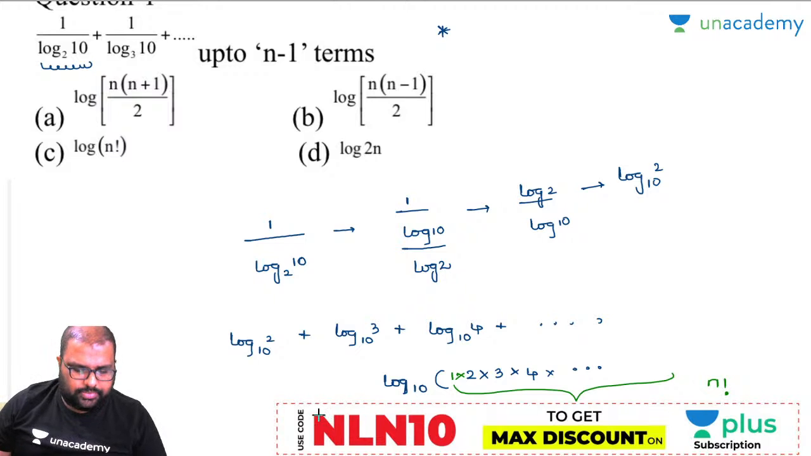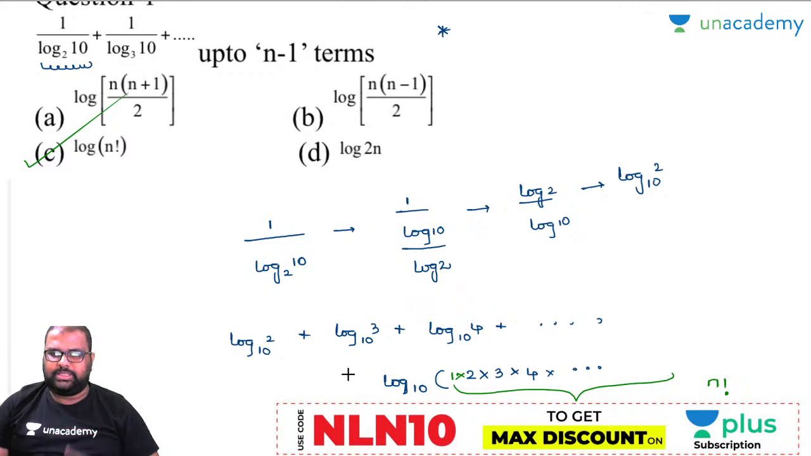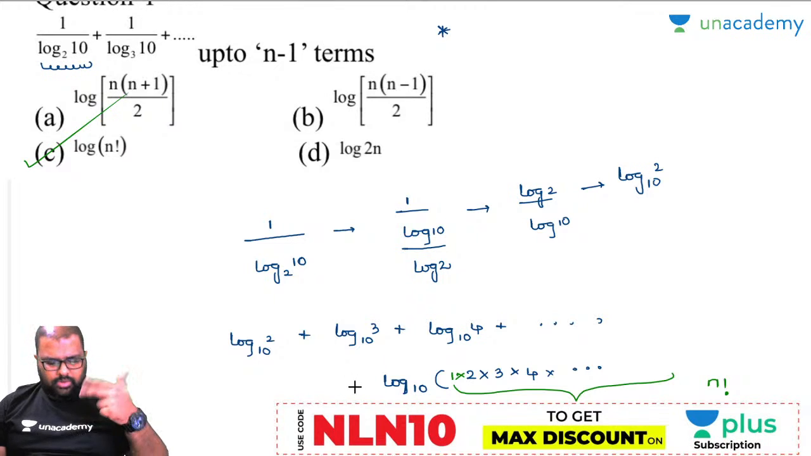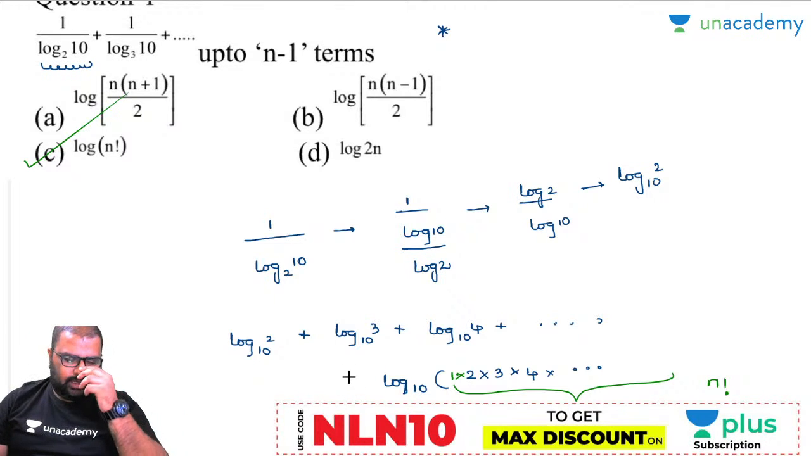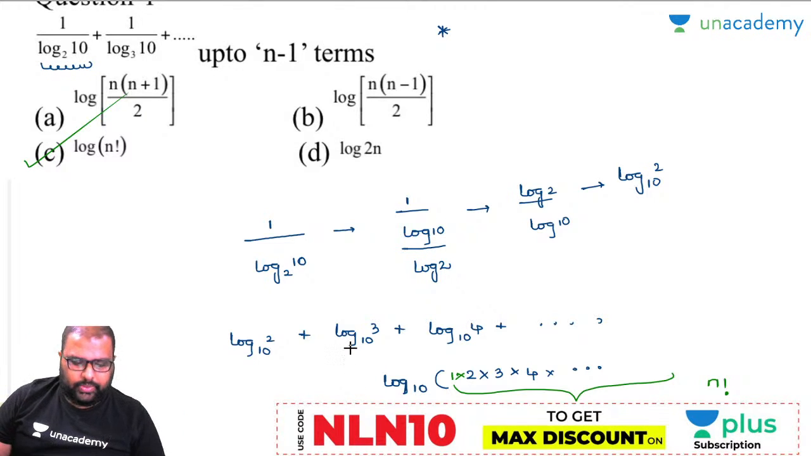Is there any such option that you can get there? Yes, and your option C exactly satisfies it. 1 into 2 into 3 into 4, at last finally called n factorial. Clear? Done.